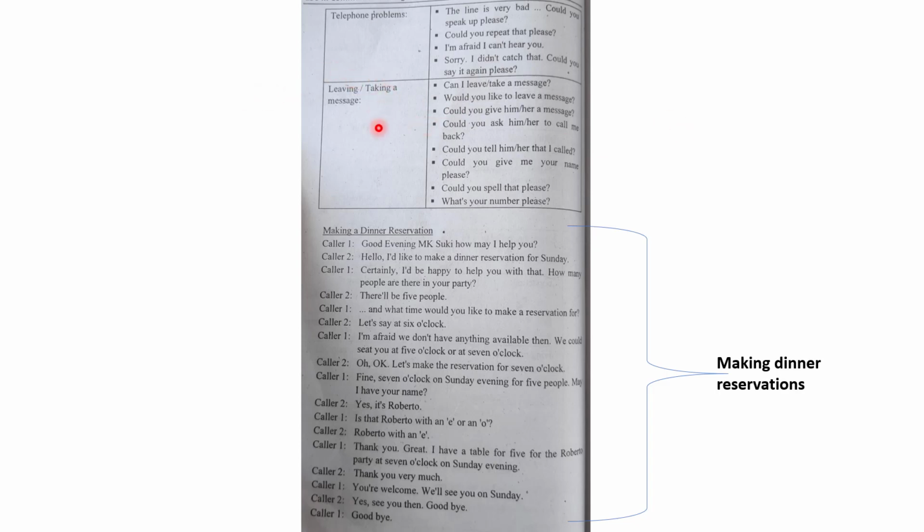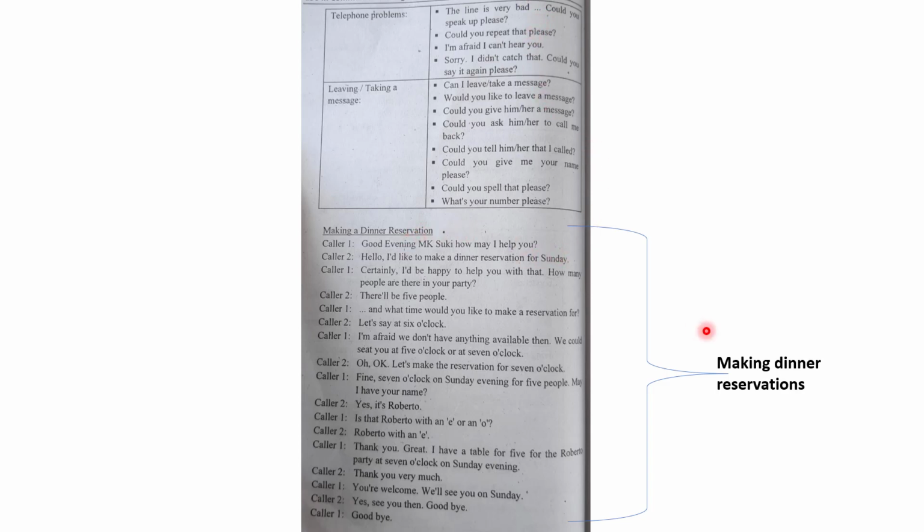So the last thing is leaving or taking a message. So it's generally done when you are trying to end the conversation. So you can do something like, can I leave or take a message on behalf of someone, of course. Would you like to leave a message? Would you give them a message? Could you ask them to call me back? Could you tell them that I called? Could you give me your name, please? Could you spell that, please? What's your number, please? So these are the general things that you could use to make your telephone conversation a bit polite and stress free at the same time.